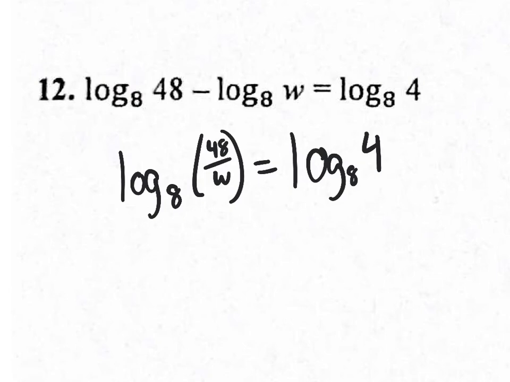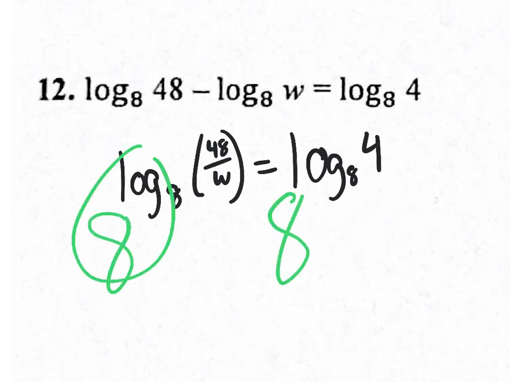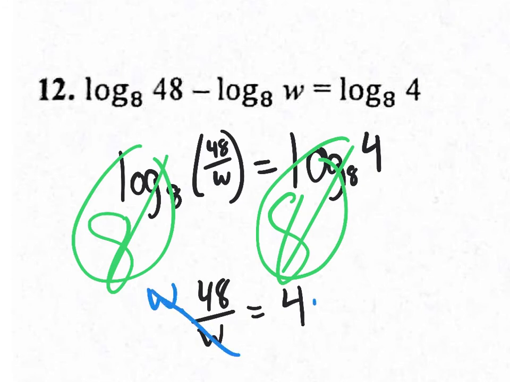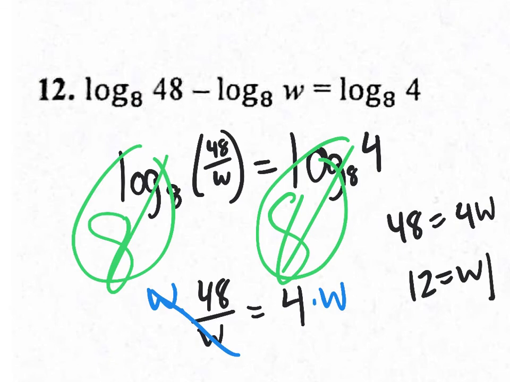How am I going to get rid of the logs? Raise them to become powers of base 8. These eliminate. We have 48 divided by w equals 4. How do I get rid of that fraction that has a denominator of w? Multiply by w. So we end up with 48 equals 4w. Divide both sides by 4. You're going to get 12 equals w.